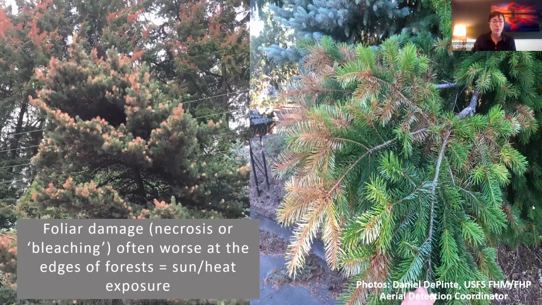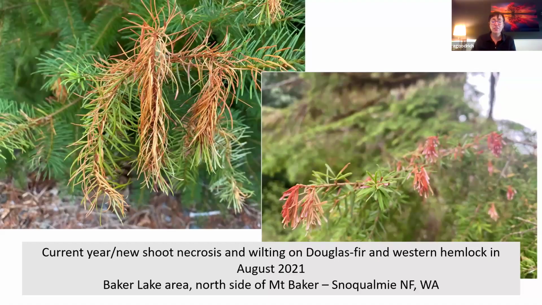These are some examples of that foliar damage. So necrotic foliage or almost bleached looking foliage, again, often worse on trees at the edge of the forest, places where that sun and heat combined during that very hot time of the day. These are some photos I took in August of that year. And this was these current year new shoot necrosis. This is Doug fir and western hemlock.